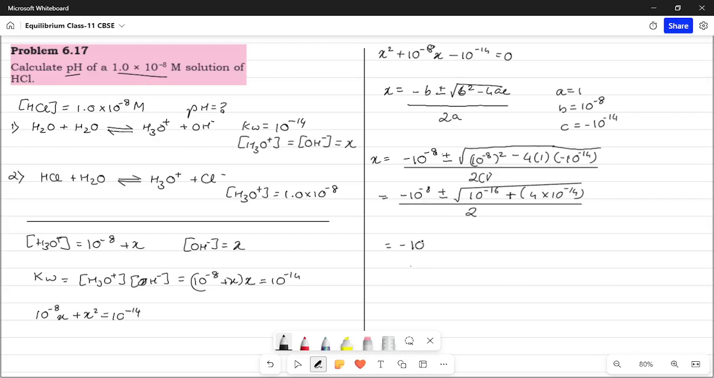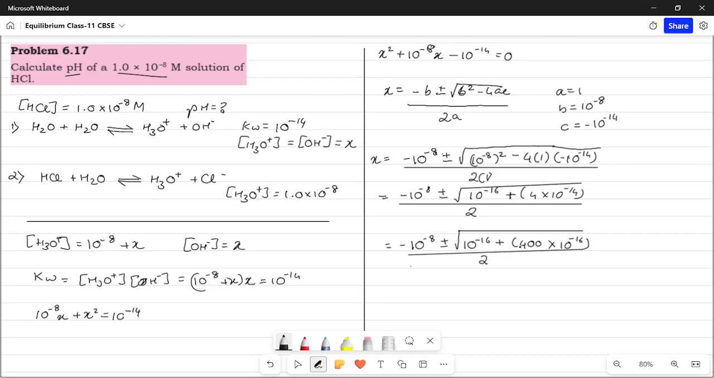Okay, so you'll get 10 to the power minus 8 plus minus root over 10 to the power minus 16 plus 400, because you are increasing it to 10 to the power minus 16. Essentially, what we're trying to do is have these two as the common factor, so then we can just add 400 to this one. I hope you remember this from your first chapter.